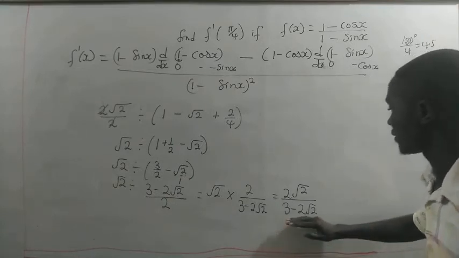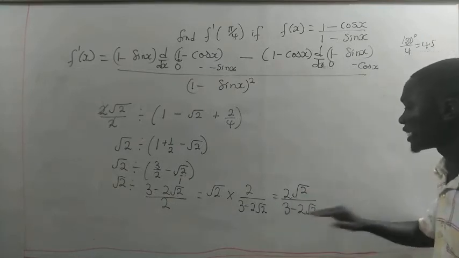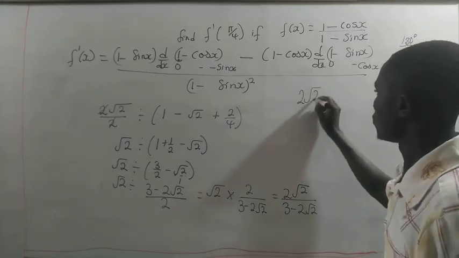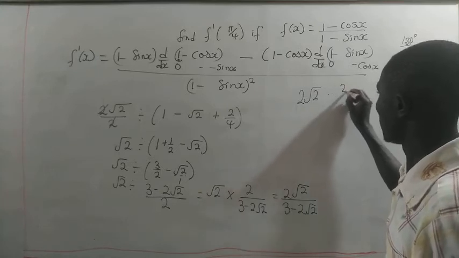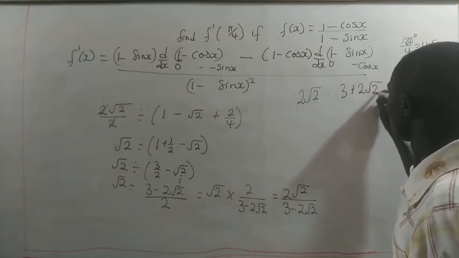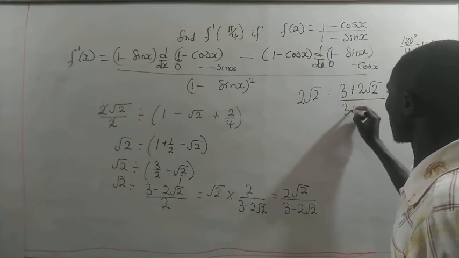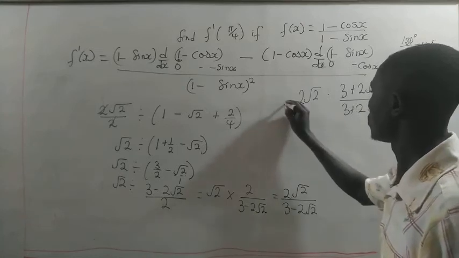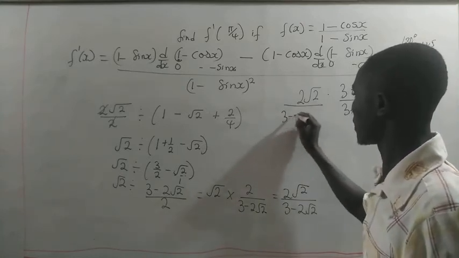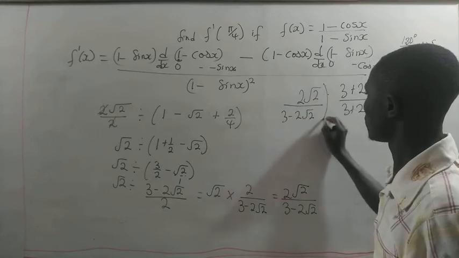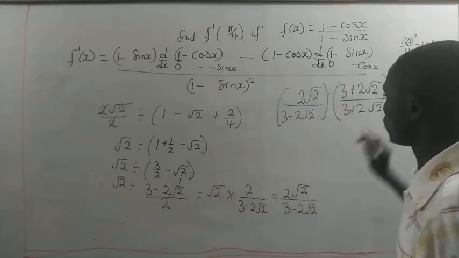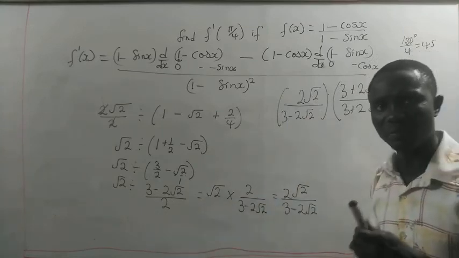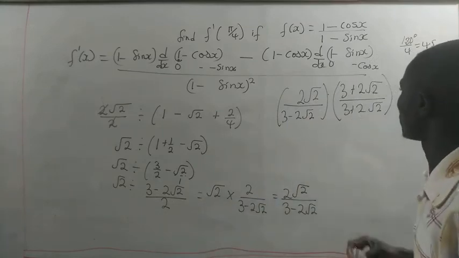Now we multiply the numerator and the denominator by the conjugate of 3 minus 2 root 2. So we have 2 root 2 times 3 plus 2 root 2 divided by 3 plus 2 root 2. That's the conjugate of 3 minus 2 root 2. If you are not using a calculator and you want the full marks for the question, you have to go through all these steps. Yes, and let's move on.